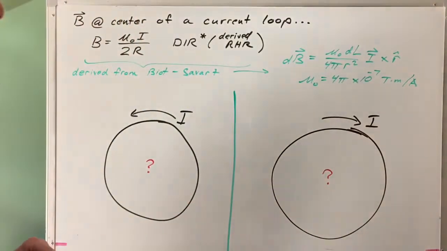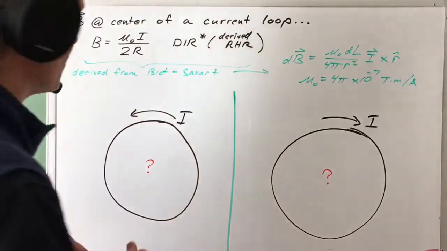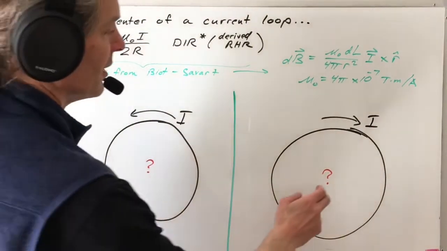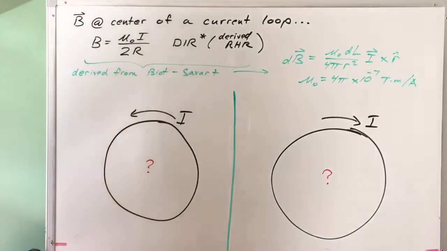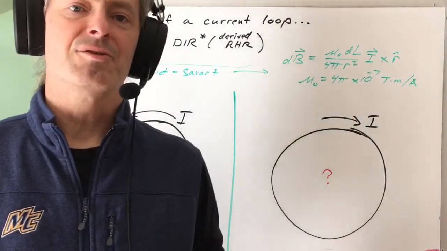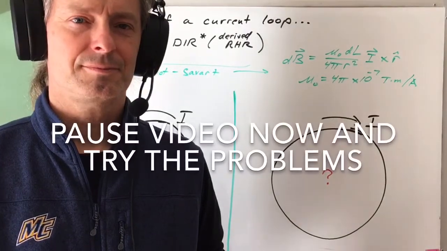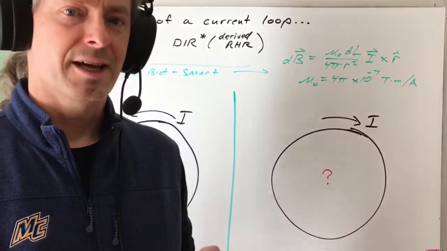All right? So in this problem, I just want you to find the direction of the magnetic field only at the center of this loop and at the center of this loop. So pause the video, take a minute to do that, and then restart the video and I'll go over the answer. Okay, we're back.